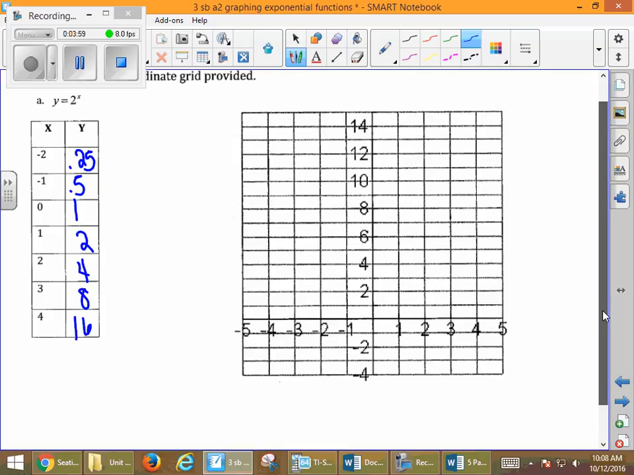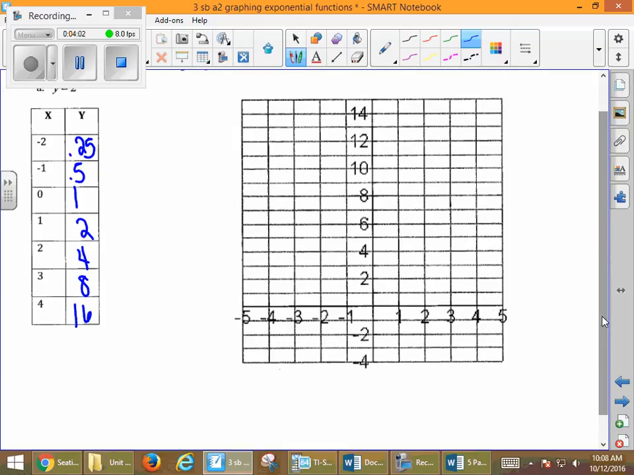So we come over here to our graph now, and we get -2, 0.25. And we get -1, 0.5. And we have 0, 1, and 1, 2, 2, 4, 3, 8, and 4, 16. So it's going to go a little bit off the graph here. And when we draw our picture here, it roughly looks like this.